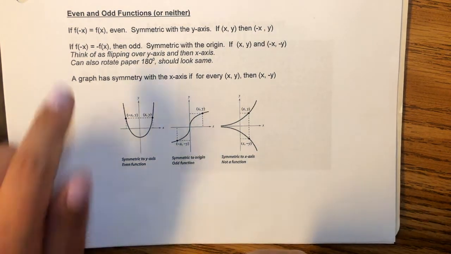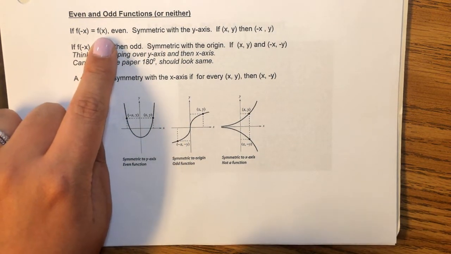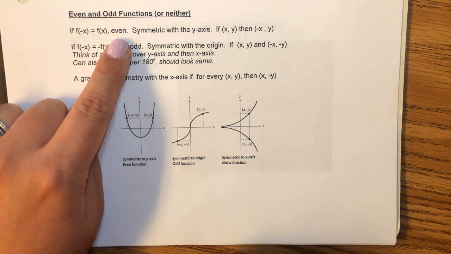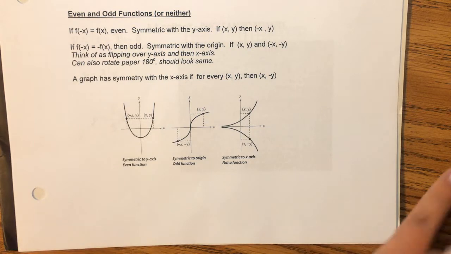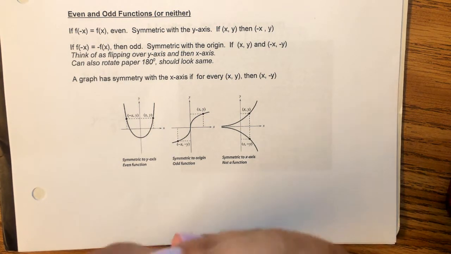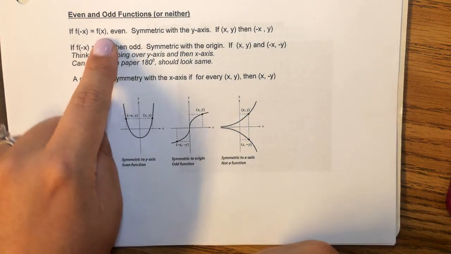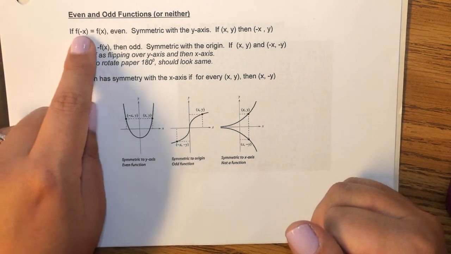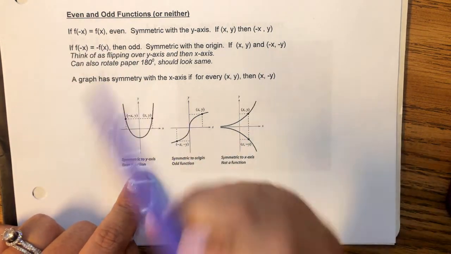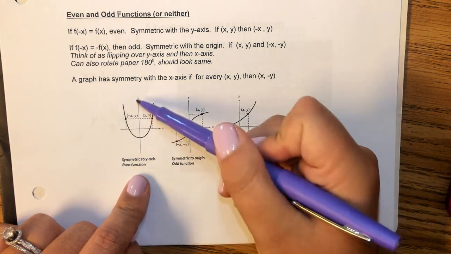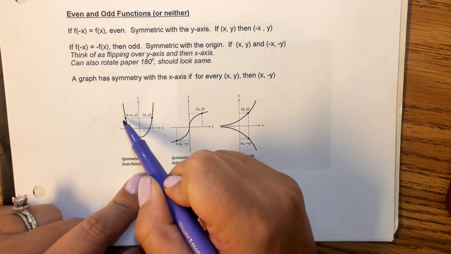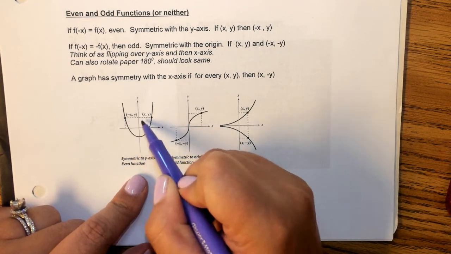So if we have a function f of x, to determine if it's going to be even, what we want to do is substitute in f of negative x. And hopefully the output for f of x should be exactly the same as the output for f of negative x. Our even functions are always symmetric about the y-axis, because if I have a positive x and a negative x, their outputs are exactly the same when we fold it over that y-axis.